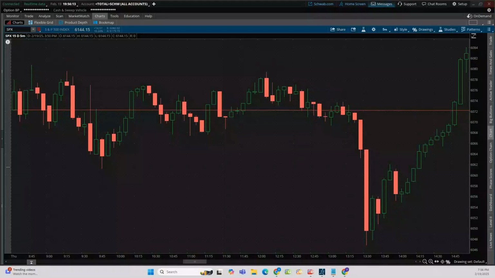Today I'm going to be talking about the importance of trade location. I'm looking at an example of a trade I took, and we're going to get an idea for how to implement this with zero DTE. So with this recent example, here's the chart.